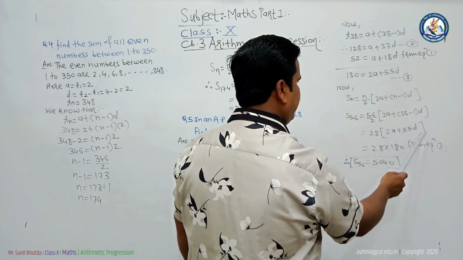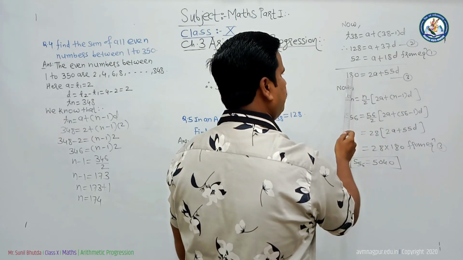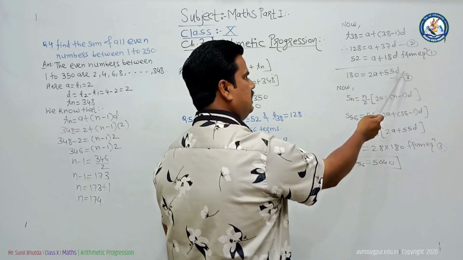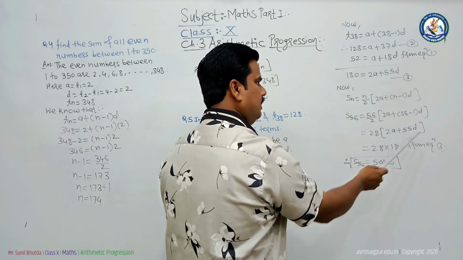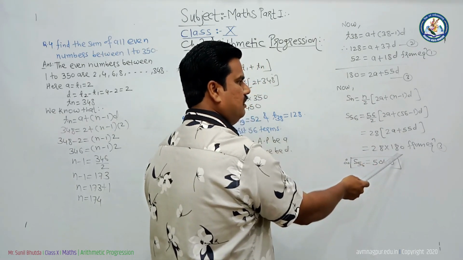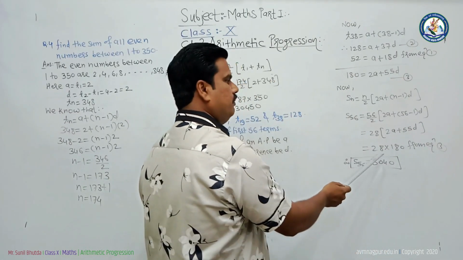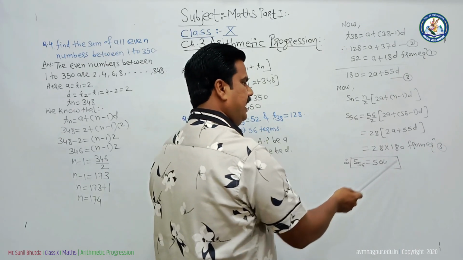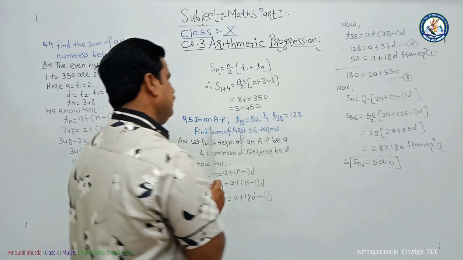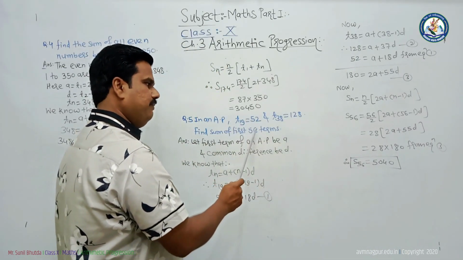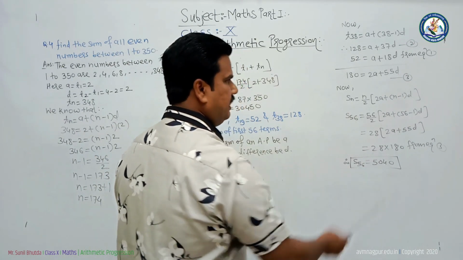And what is this bracket? 2a plus 55d is equal to 180 from equation number 3. Therefore, instead of 2a plus 55d, I have written 180. On multiplying 28 by 180, I will get 5040. Lastly, write the answer. The sum of first 56 terms of an AP will be equal to 5040.